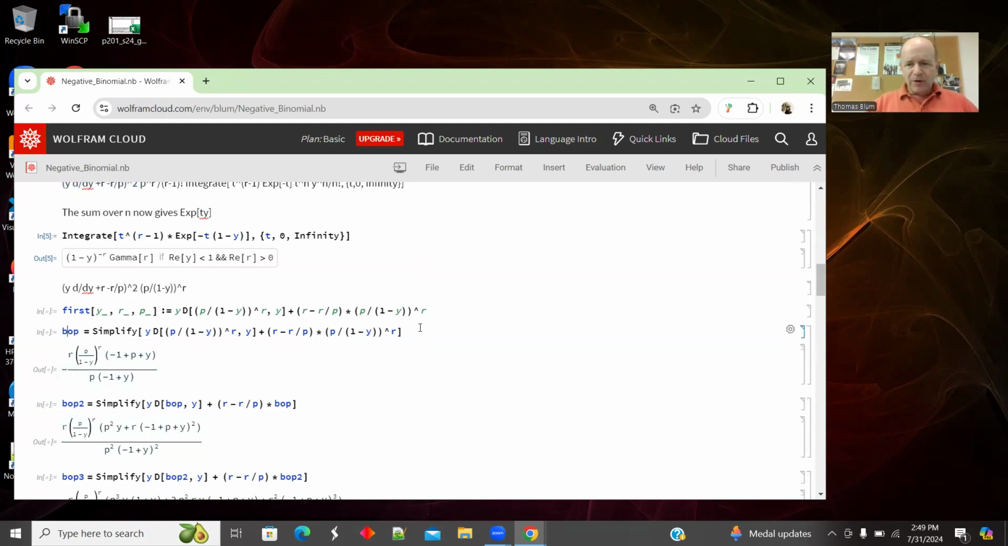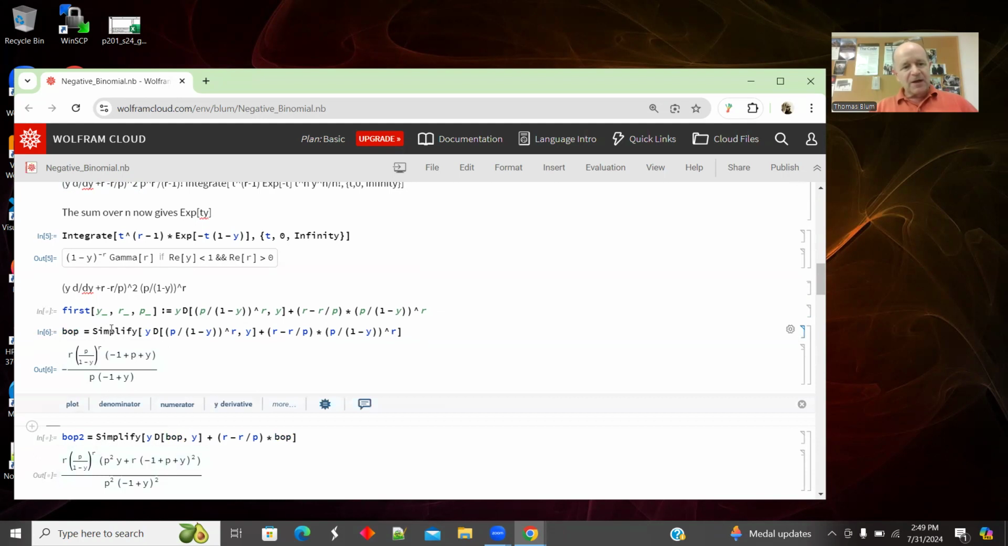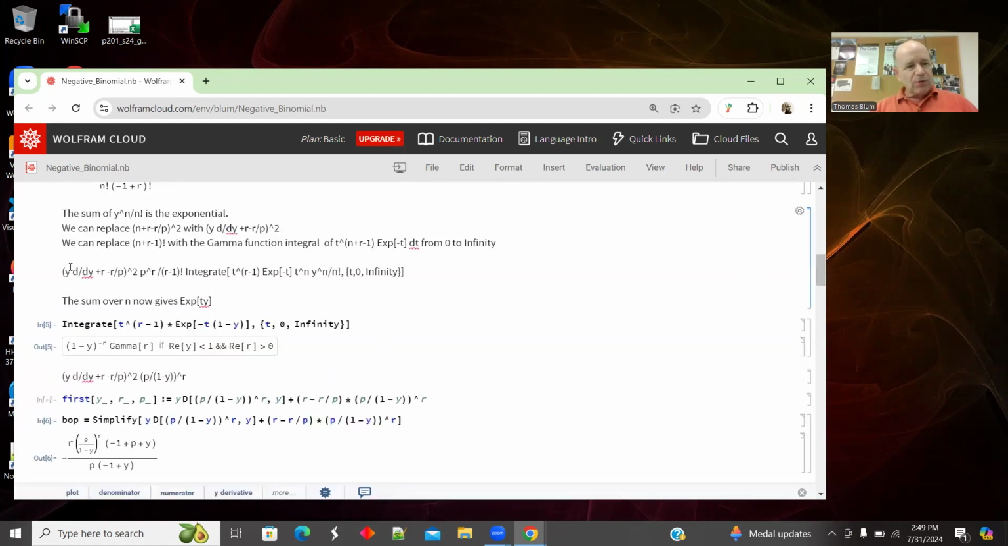Okay. So here's where I called my weird operator, I didn't have a name for these things, so I just called them BOP for no good reason. So here's my first execution of this. I have y d dy plus r minus r divided by p raised to some power. And actually, other moments, this in particular because it's squared, is the variance. But if I did cubed, it would be the third central moment. If I did four, it'd be the fourth central moment. And I am going to do that.